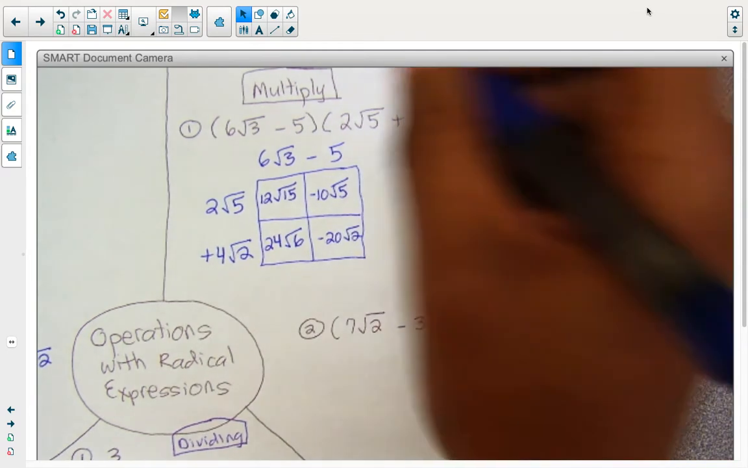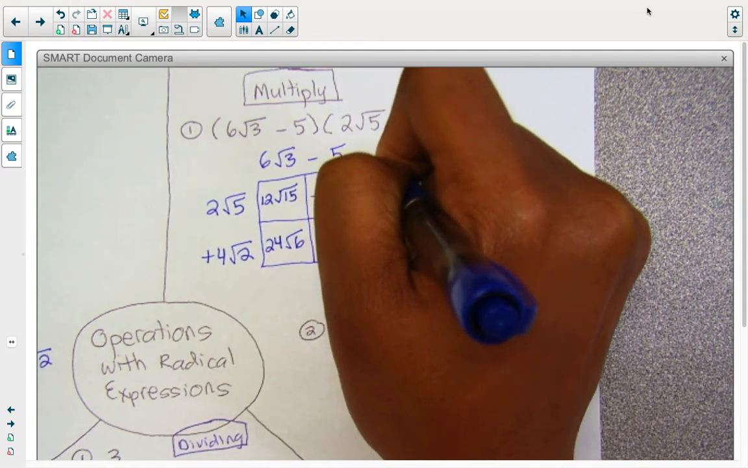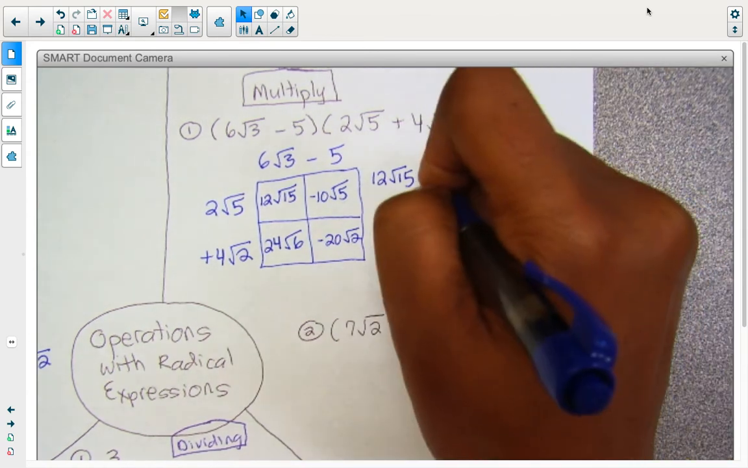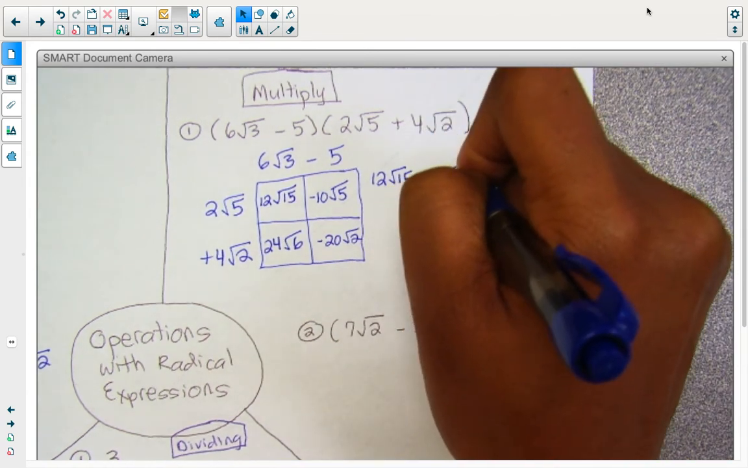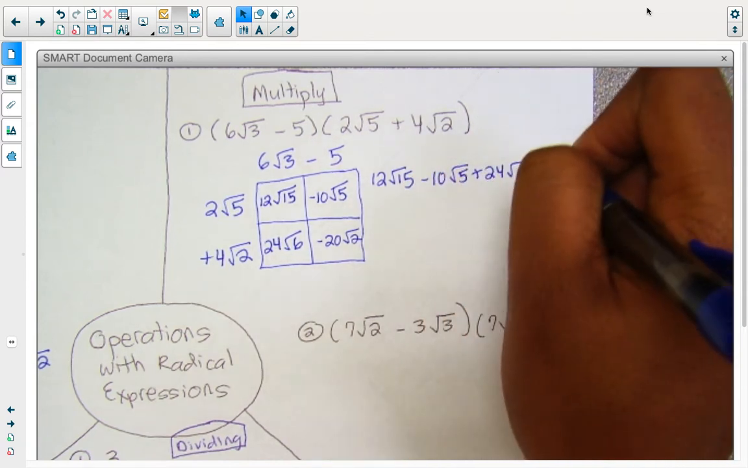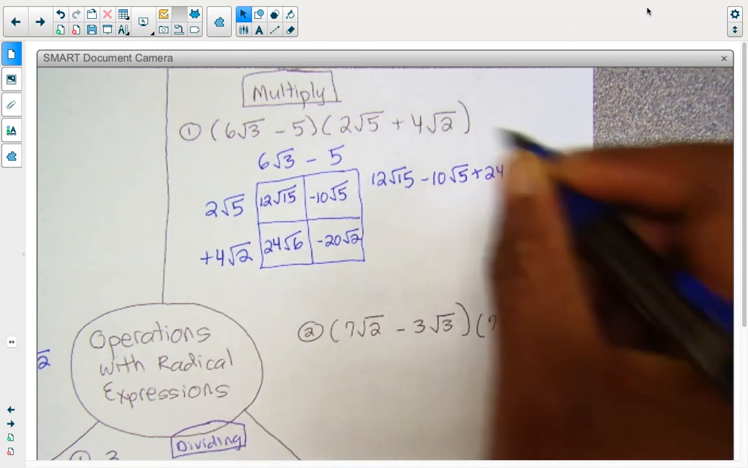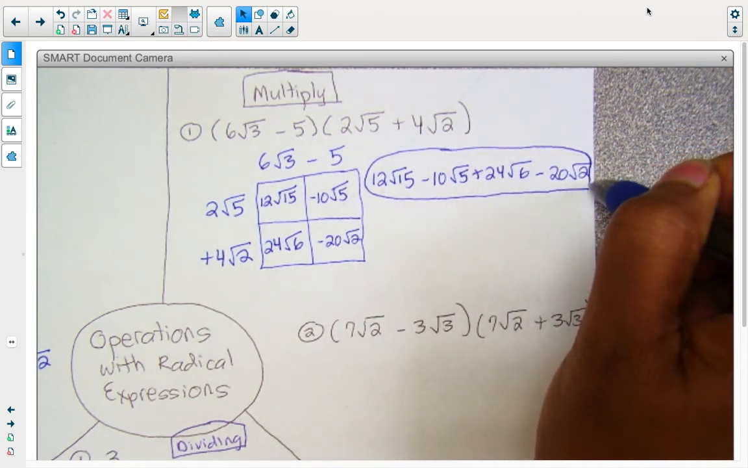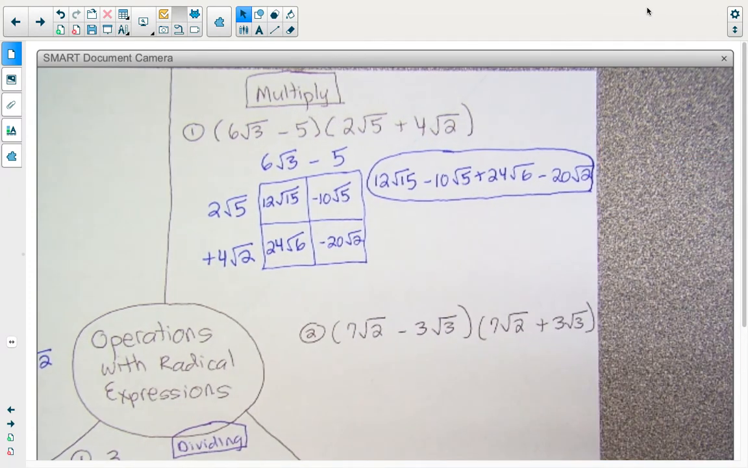So our final answer, we'll just write it out. 12 square root 15 minus 10 square root 5 plus 24 square roots of 6 minus 20 square roots of 2 is our final answer. Ta-da! So that's our final answer.